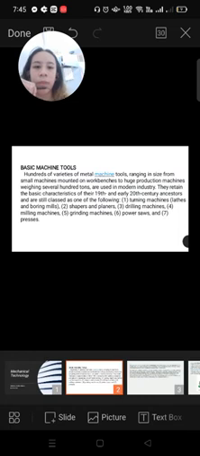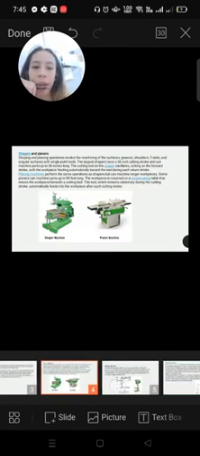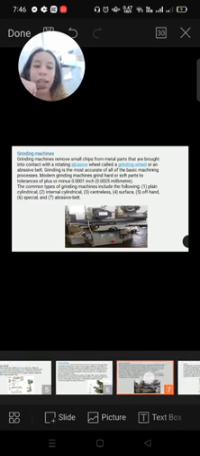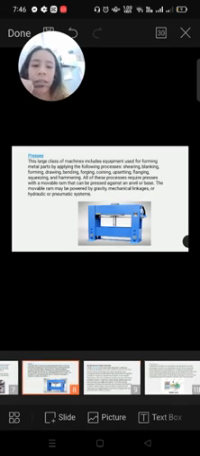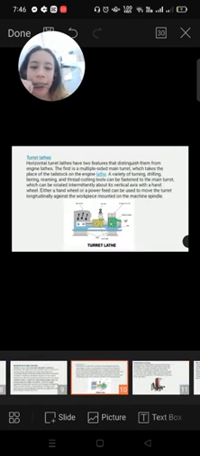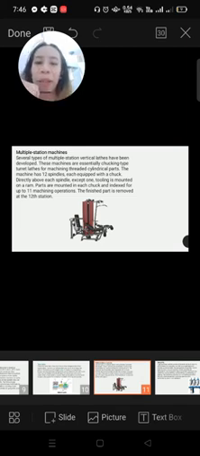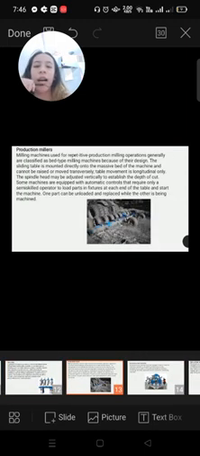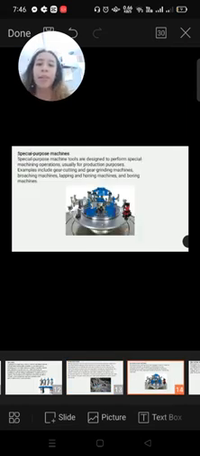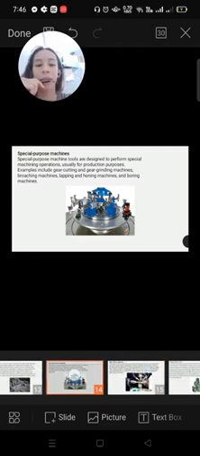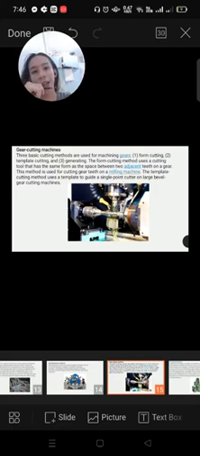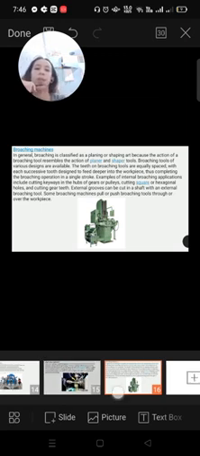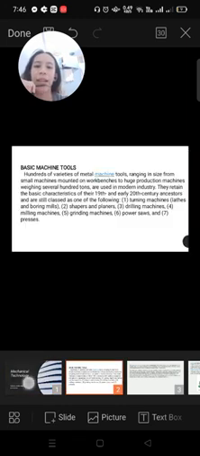Number one, the shapers and planners, drilling machines, milling machines, grinding machines, presses. Then turret lathes, multiple station machines, gang drills, production millers, special purpose machines, the gear cutting machines, and then the last, the broaching machines. So that is mechanical technology.